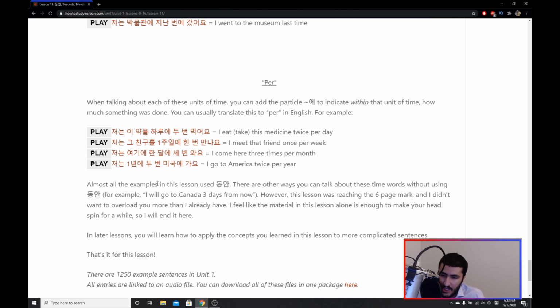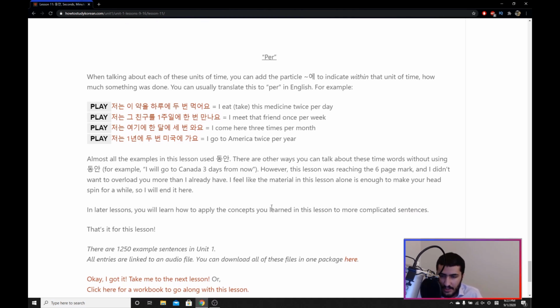However, this lesson was reaching the 6-page mark and I didn't want to overload you more than you already have. I feel like the material in this lesson alone is enough to make your head spin for a long, long while. So I will end it here. In later lessons, you will learn that stuff. And you'll learn how to do it in more complicated ways. That's it for this lesson.